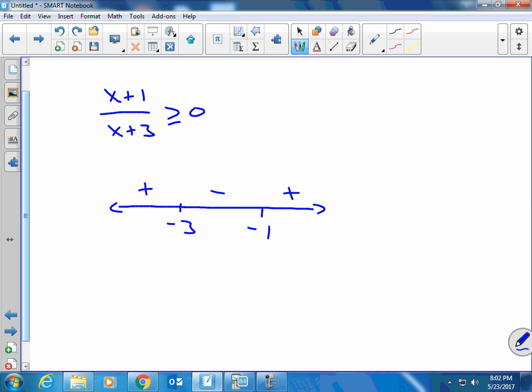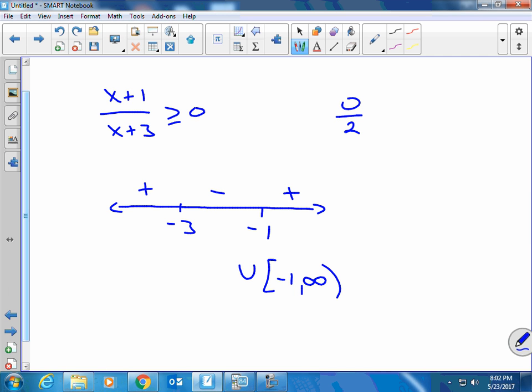Negative 1. Do I include the negative 1? Will a negative 1 make that fraction 0? Well, it makes the top 0. So is 0 divided by, what would that be, 2, 0? Yes. So include the negative 1. So I do want to include negative 1 to infinity.